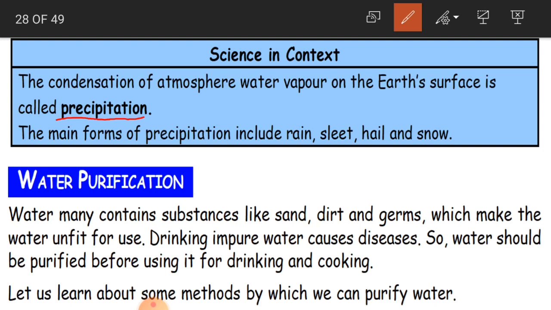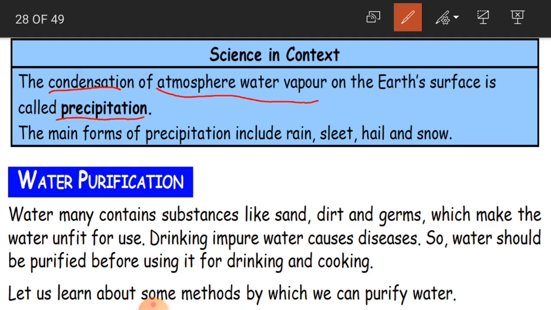Precipitation. What is precipitation? The condensation of atmospheric water vapor on the earth's surface is called precipitation. It is the condensation of atmospheric water vapor. Now we learnt that the atmosphere contains water vapor. When this water vapor in the atmosphere gets cooled down, it is going to fall in the form of rain, snow and so on. And this is called precipitation.